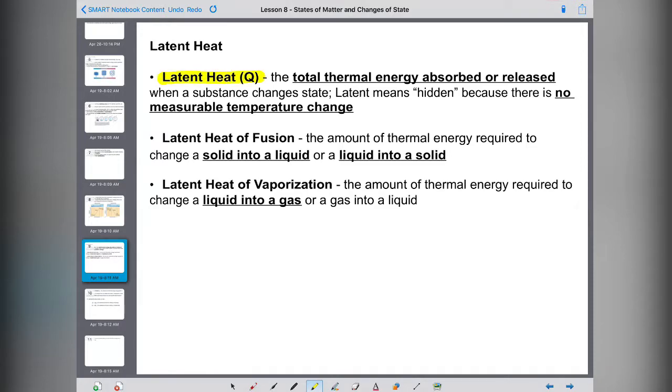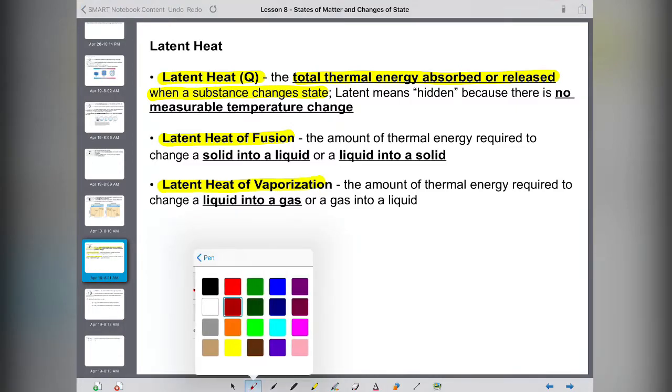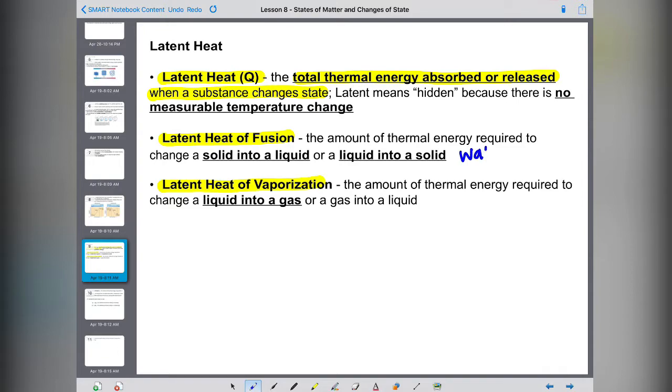So what is the latent heat? It's the total thermal energy absorbed or released when going through a change of state. Two terms: latent heat of fusion and latent heat of vaporization. Latent heat of fusion, for example for water, happens at 0 degrees Celsius. That is when you go from a solid to a liquid, so when you're melting, or when you're freezing something. Latent heat of vaporization happens for water at 100 degrees when it is boiling.